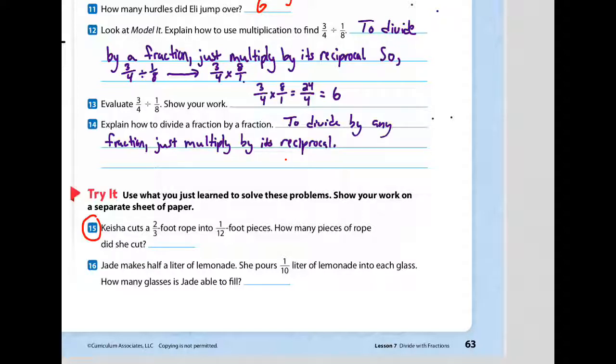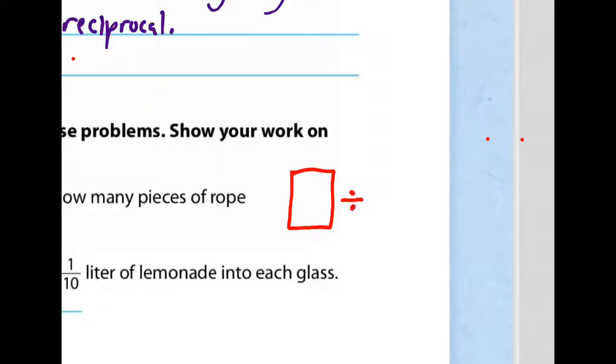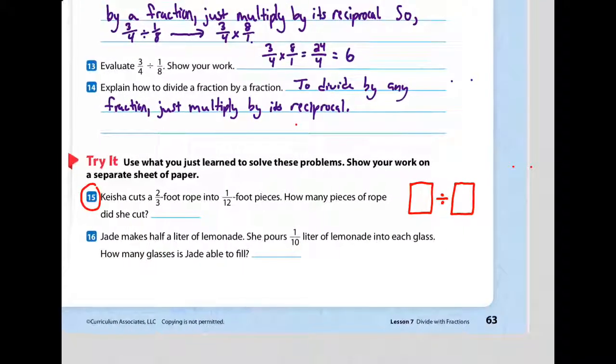So 15 says, Keisha cuts a 2/3 foot rope into 1/12 foot pieces. How many pieces of rope did she cut? Okay, so one of the trickier things is trying to figure out which fraction comes first in division. So basically, the thing that she is cutting is going to go first. And she is going to either be splitting it into a number of pieces or pieces that are a certain length. So we want to think of that. But the thing that you are splitting comes first.